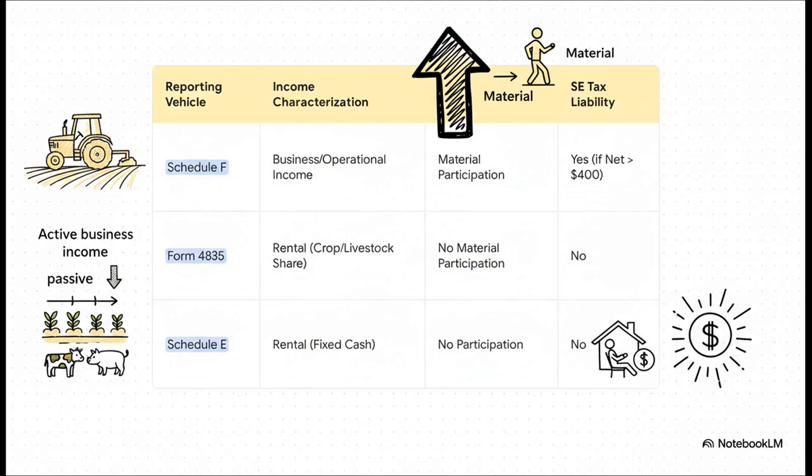So this table lays out the three key players in this whole decision. You've got Schedule F for your active, hands-on business income. Then there's Form 4835 for passive crop share rental income. And finally, Schedule E for just straight-up fixed cash rent. But look at that last column. That's the kicker. Schedule F is the only one where self-employment tax comes into play. And it all boils down to that middle column, your level of participation.